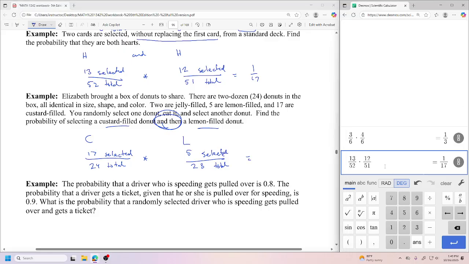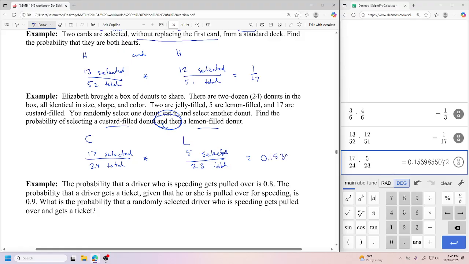Again, just back to the calculator, and we're good to go. 17 over 24, and then 5 over 23. I don't know. I think they just want a decimal here because it's just kind of like a crazy number. So, all right, there we go. 15% probability of that happening. Sweet.